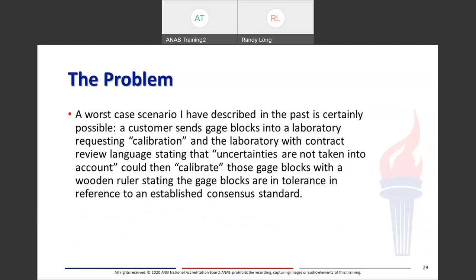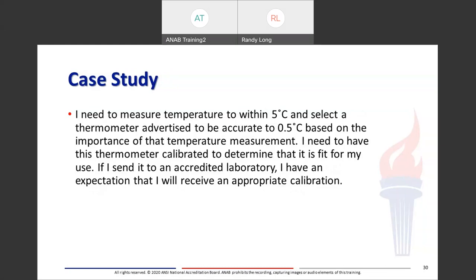A worst case scenario I've described on many occasions is certainly possible. Let's say a customer sends a gauge block, which is a dimensional artifact, into a laboratory requesting calibration, and the laboratory, with contract review language, says that all uncertainties are not taken into account, but then calibrates those gauge blocks with a wooden ruler, stating that the gauge blocks are in tolerance in reference to an established consensus standard, which would be an absolute disaster because a wooden ruler is all over the place.